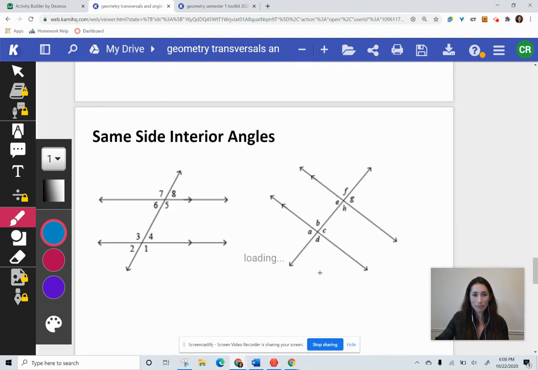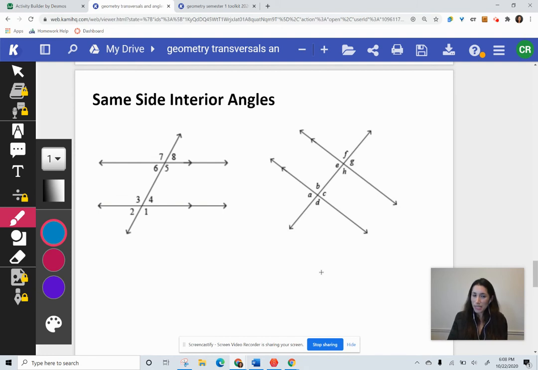Great. And our last angle relationship, same side interior. So we are focusing on the angles on the inside here of these two parallel lines. And this time, instead of being on alternate sides, we want them to be on the same side. So angles 6 and 3, those are same side interior angles. But this time they are not congruent. Same side interior angles add up to 180 when we have parallel lines. So I can say angle 3 plus angle 6 equals 180.